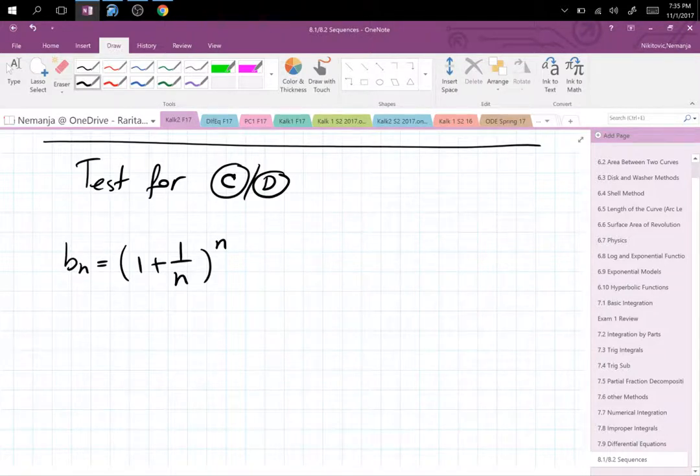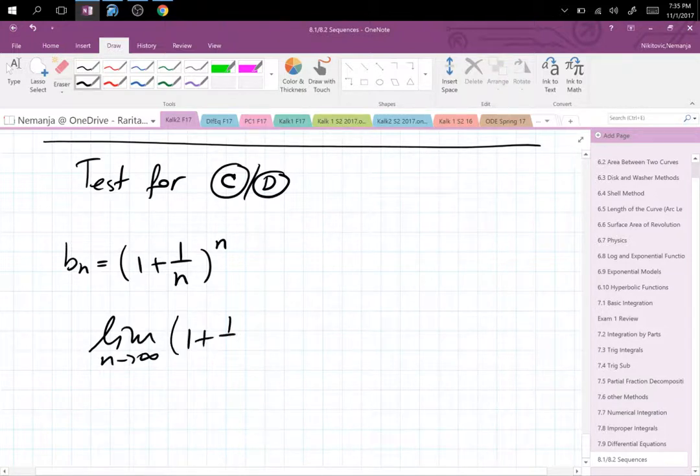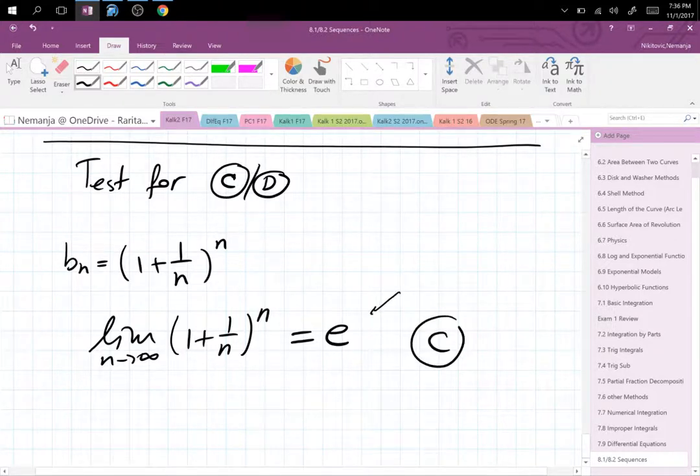So the only test that we have for convergence and divergence of sequences is to do the limit. Limit as n goes to infinity of (1 plus 1 over n) to the n, and just because you're alive and you're in calculus, you should know it's e. Therefore it converges, because e is a finite value.